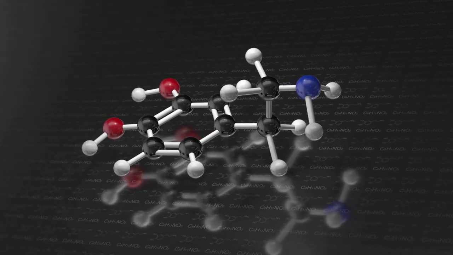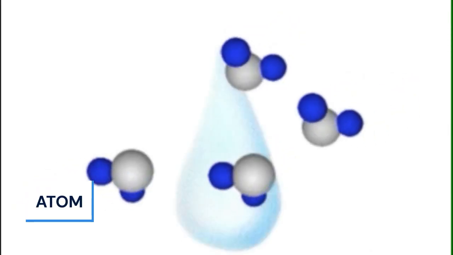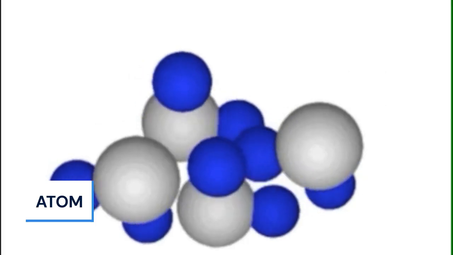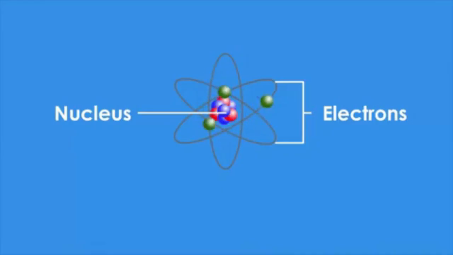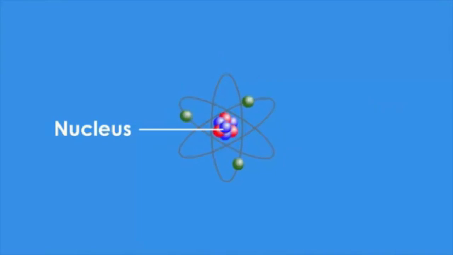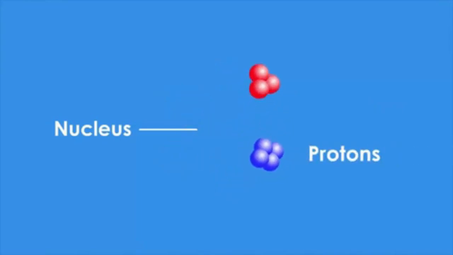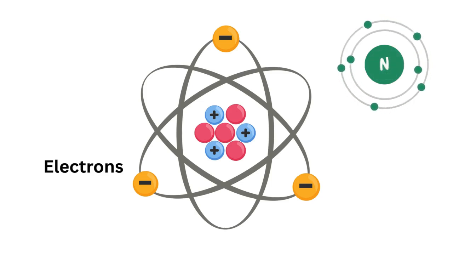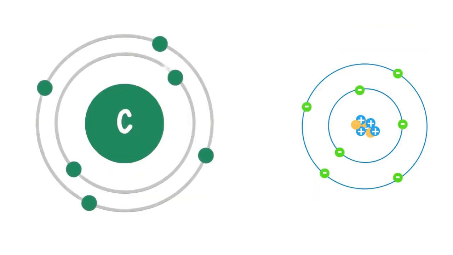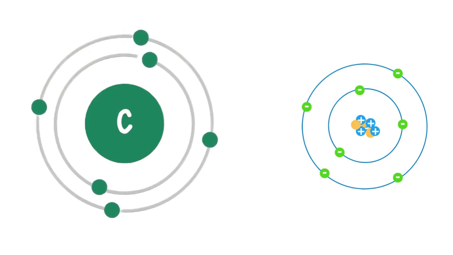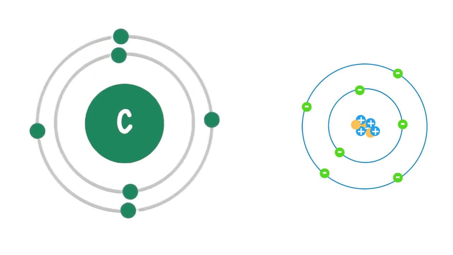Let's start with what an atom actually is. An atom is the smallest particle of matter that retains the properties of an element. At its center lies a tiny, dense nucleus containing protons, which carry a positive charge, and neutrons, which have no charge. Surrounding the nucleus are electrons, negatively charged particles that move in specific regions called energy levels or shells. The number of protons in the nucleus balances the number of electrons, making the atom electrically neutral.